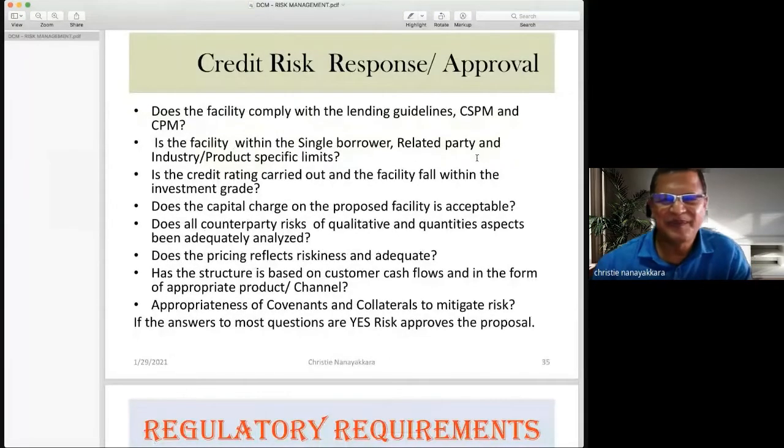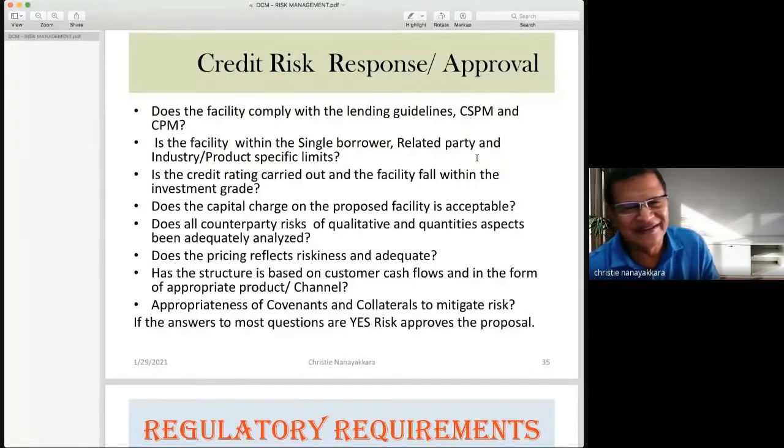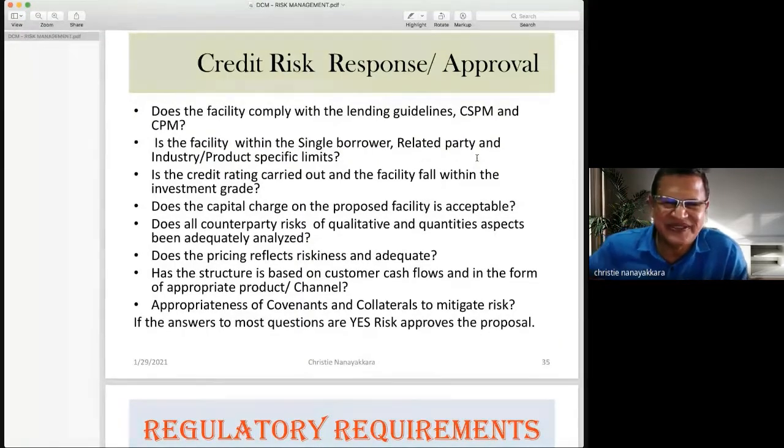Risk response and approval is the next part, like you approve the facility in your business unit. Generally they will look at various guidelines before they make the recommendation on the customer. Now, they will also look into certain regulatory requirements before approving facilities. Of the regulatory requirements, one I will take is the single borrower limit.